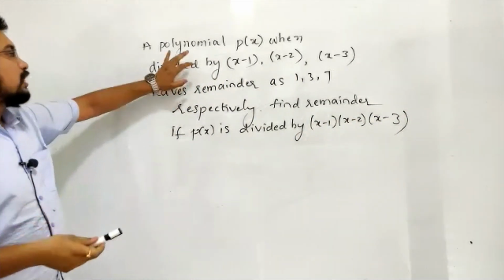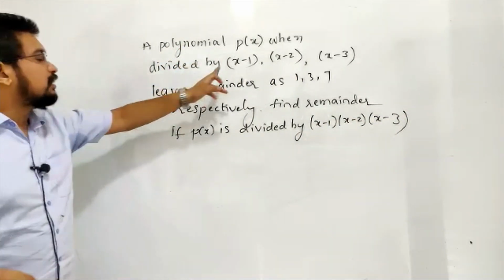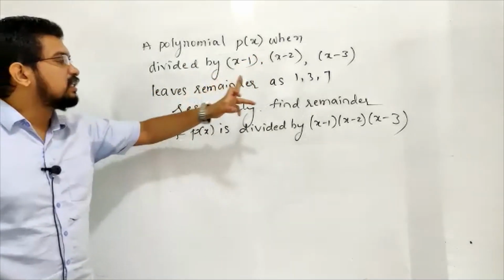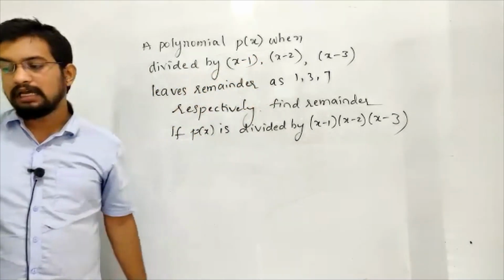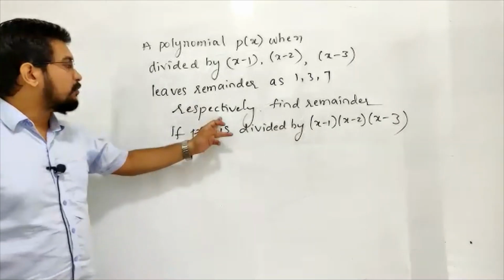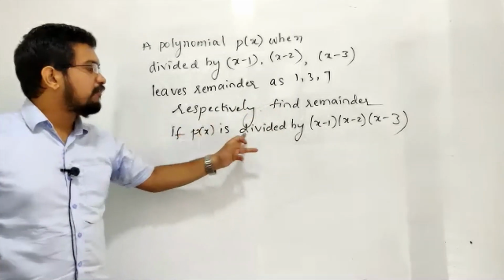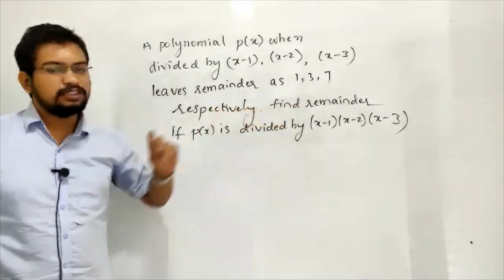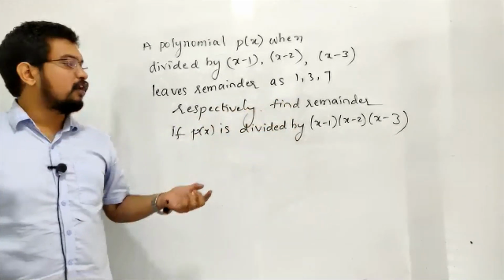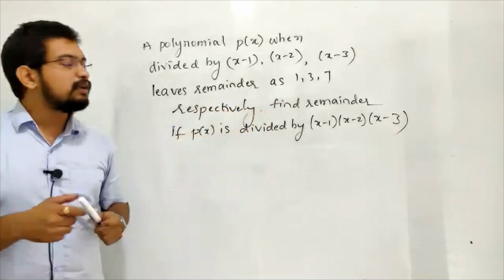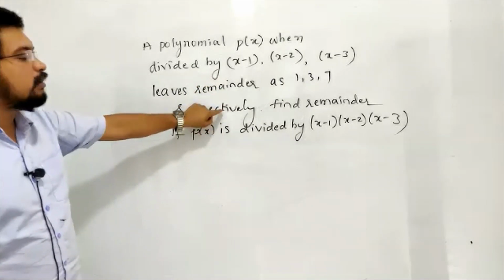Question is something like this. A polynomial p of x when divided by x minus 1, x minus 2, x minus 3 leaves the remainder as 1, 3, 7 respectively. Find the remainder if p of x is divided by x minus 1 into x minus 2 into x minus 3. Simply, respectively meaning is this.